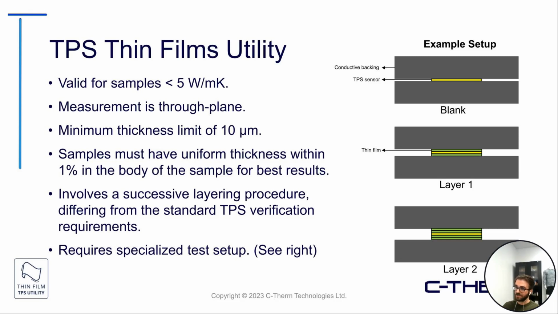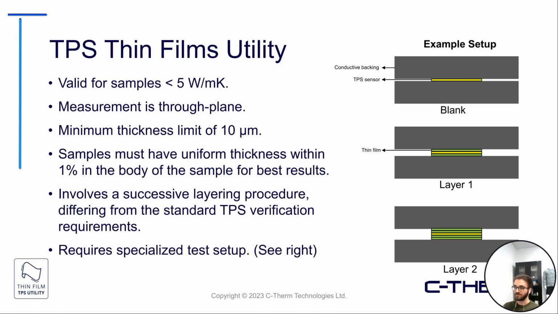And essentially for the thin films utility, the procedure for the test involves this successive layering procedure, as we can see demonstrated on the right-hand side here. This setup will involve a few things. First, you will need a conductive backing material. This will essentially surround the top and bottom side of the sensor, and then when you add in the sample as well.